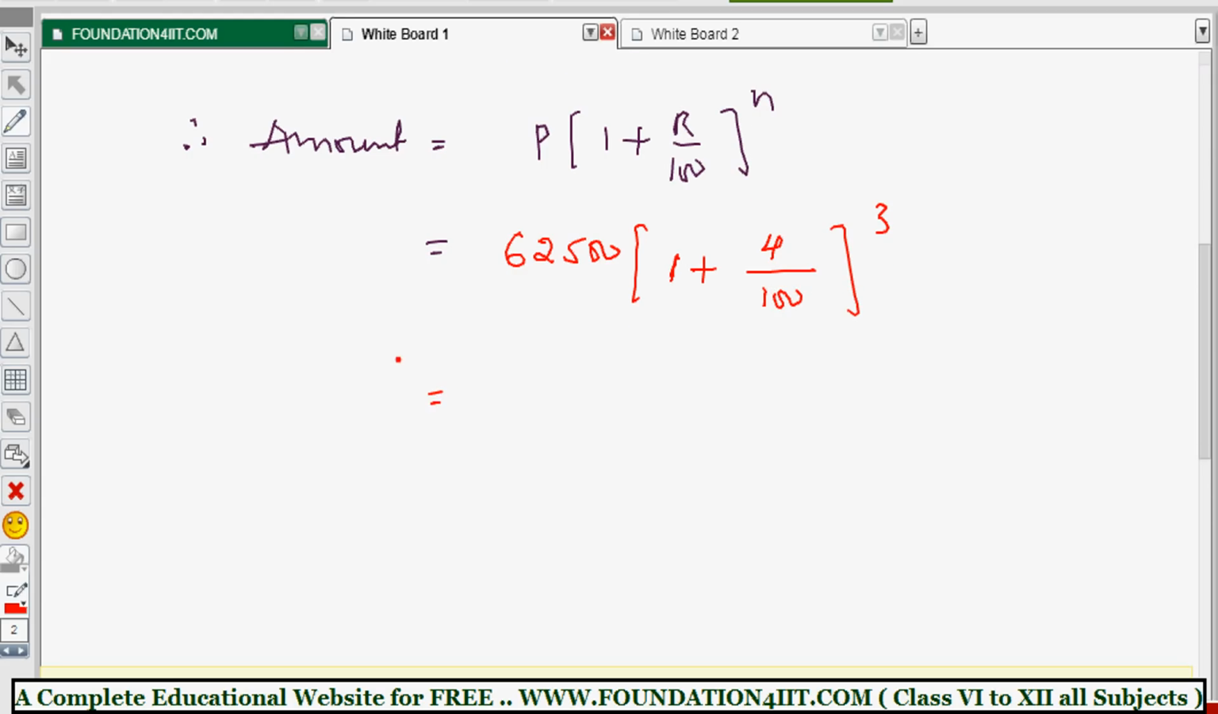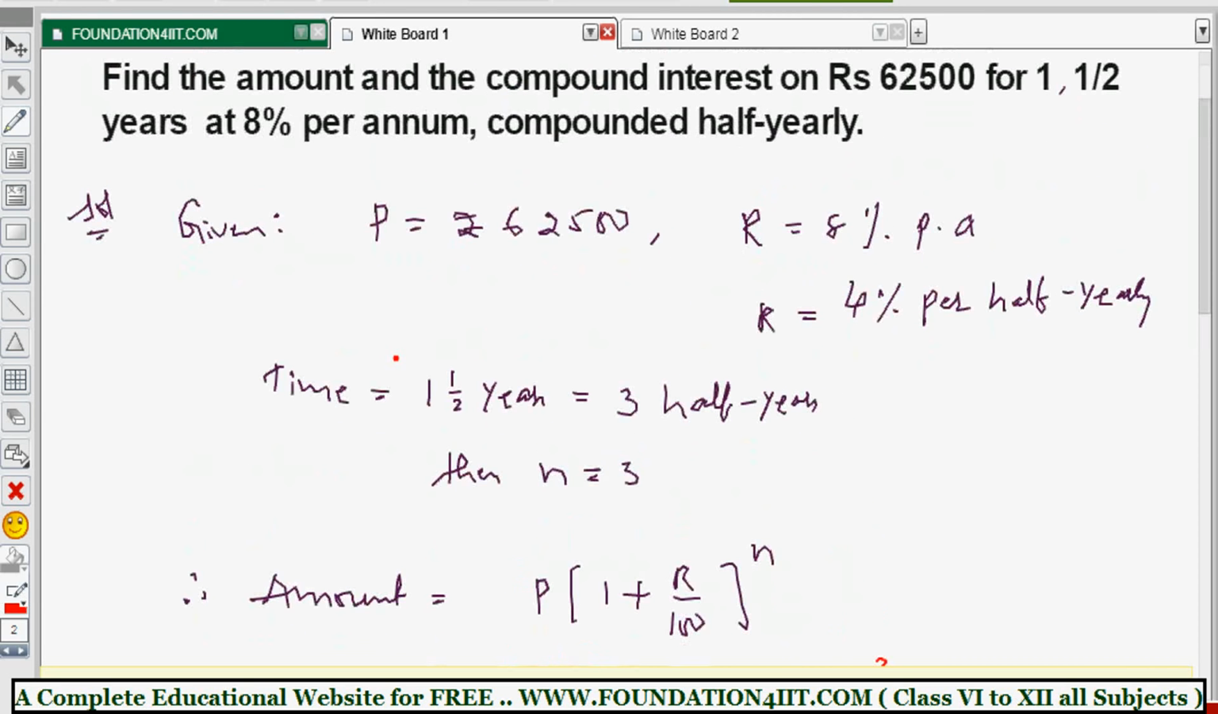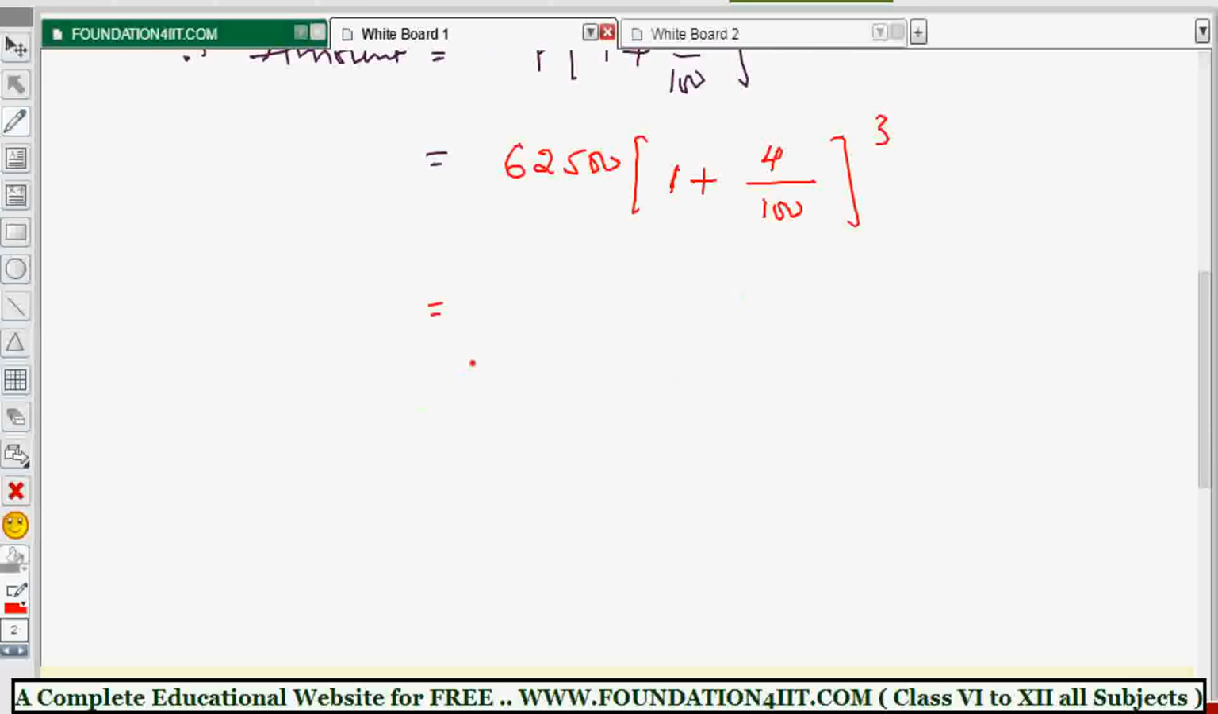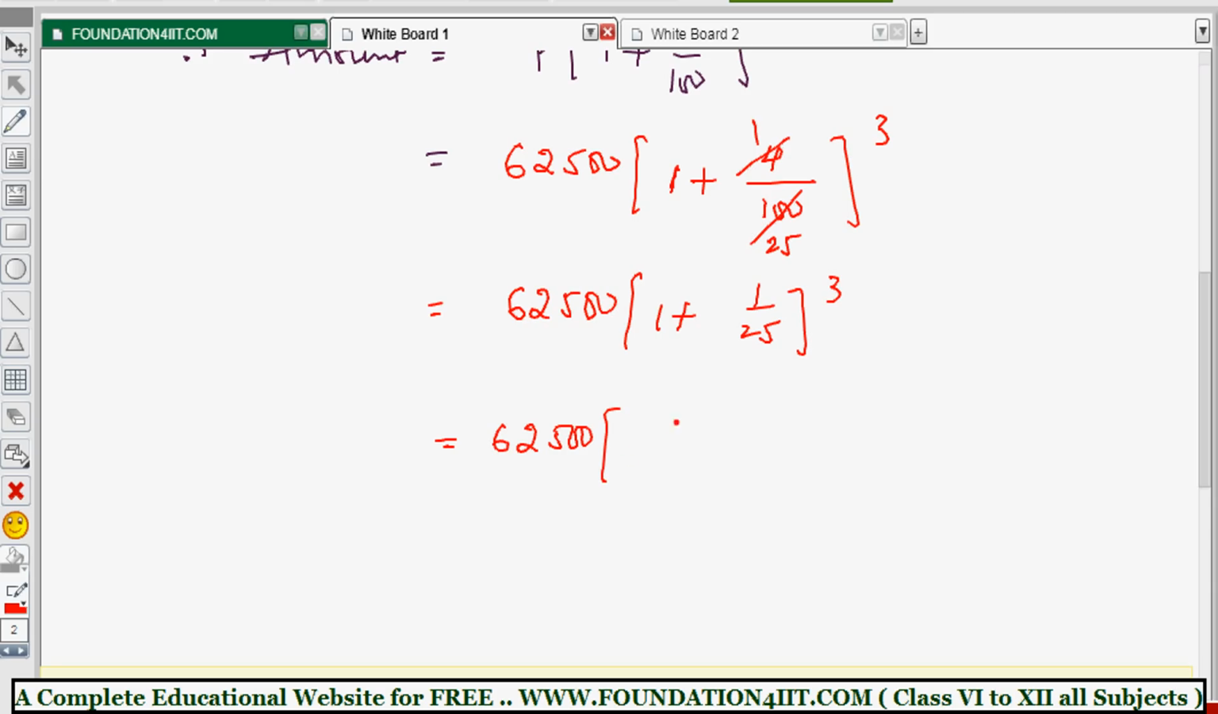Just observe here. R is equal to 4, N is equal to 3. Yes. Then you can get the amount if you simplify this problem. It's simple. Cancel this: 4 ones are 4, 25 fours are 100. So 62,500 into (1 plus 1 by 25) all to the power 3. Then 1 plus 1 by 25 is 26 by 25, to the power 3.